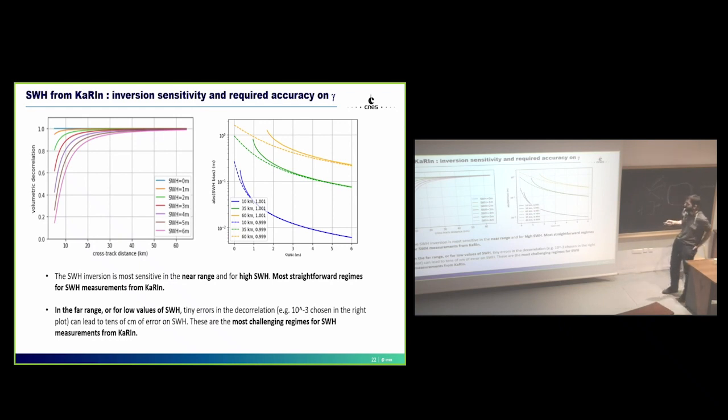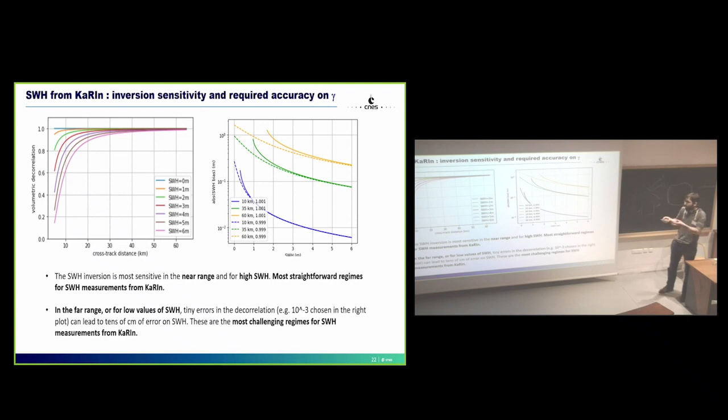So this is just one slide to summarize this. This plot I've already shown you, and it is a function of significant wave height, the bias, or the error that you would get in significant wave height if you were making an error on your measure of decorrelation, which is of the order of 10 to the minus 3. Now, of course, 10 to the minus 3 without any context doesn't make much sense, right? It's a small number, but really, how difficult is it to attain 10 to the minus 3? I'll get to that in a second.